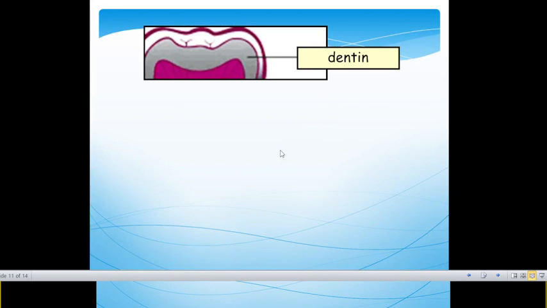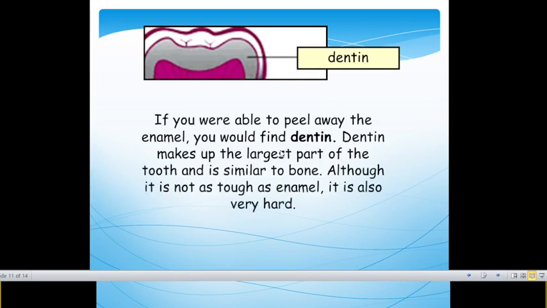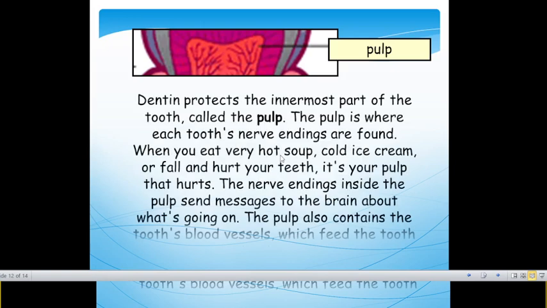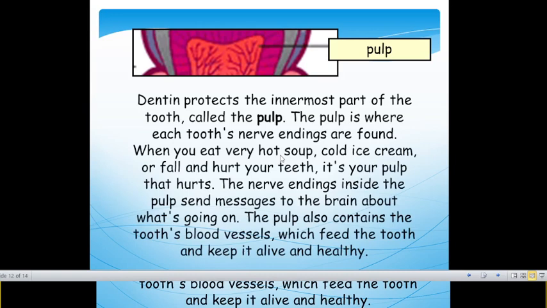Dentine is also non-living and it is darker and it forms the bulk of a tooth. It lies below the enamel, but it is softer than the enamel. It is not as hard as your enamel. Then you have the pulp. The pulp is a living tissue and it has nervous supply and also blood. So dentine protects the innermost part of a tooth, that is the pulp.